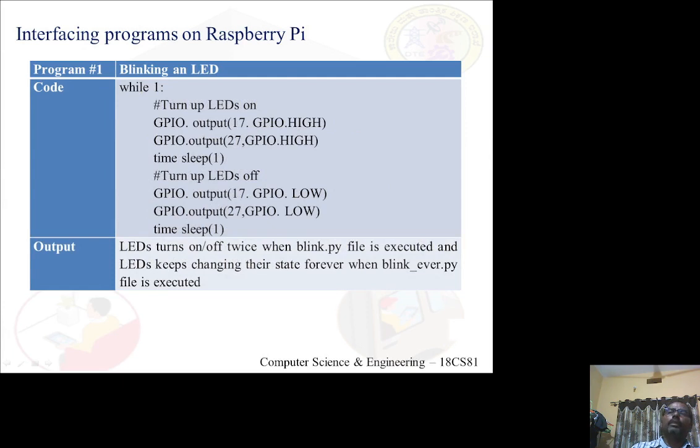So while 1 means true, forever. In the first version, the LEDs turn on and off twice, and in this second version, they will keep turning on and off forever.